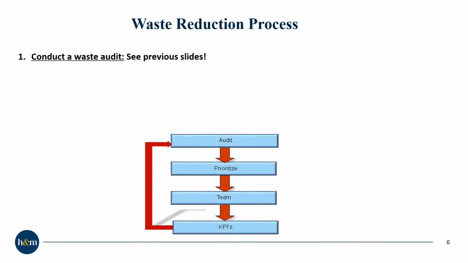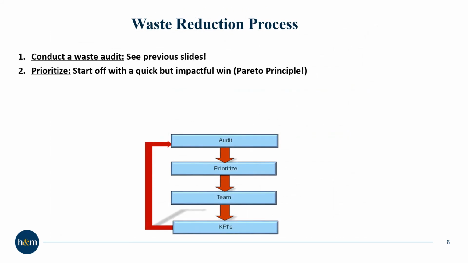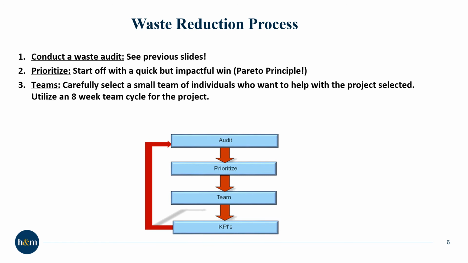Here's what a complete waste reduction process looks like. We've talked through the first 2 items, which are conducting the waste audit and prioritizing where you're going to focus first. The third action of the process is teams. That is selecting a small team of individuals that want to help with the item we have chosen to fix. Get people's input on where they're interested in helping. If they're not interested, or if they do not have the skill set to help on a given topic, they're probably not going to be much help.